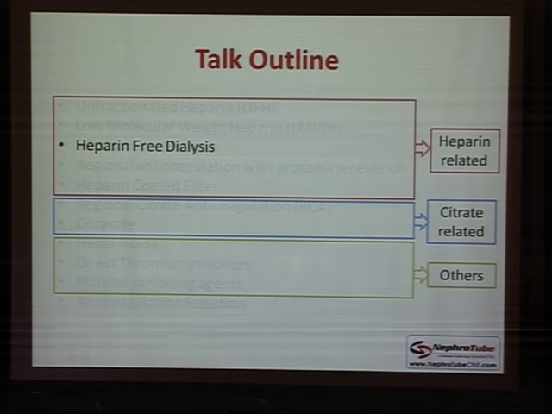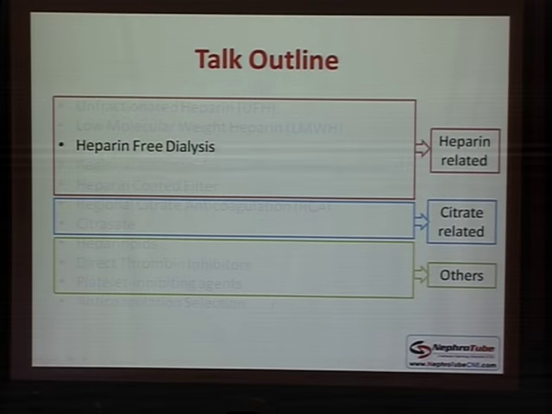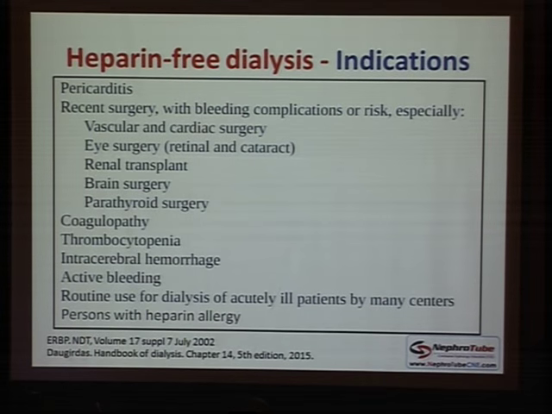One of the most important heparin-related anticoagulant methods is heparin-free dialysis, not to use heparin. When not to use heparin? If the patient is at high risk of bleeding, for example, pericarditis, recent surgery, coagulopathy disease, thrombocytopenia, intracerebral hemorrhage, active bleeding. There are even some centers that use heparin-free dialysis as the main protocol for anticoagulation for hemodialysis patients. I think here in the Urology and Nephrology Center in Mansoura, they are using heparin-free dialysis even if the patient is not at risk of bleeding.